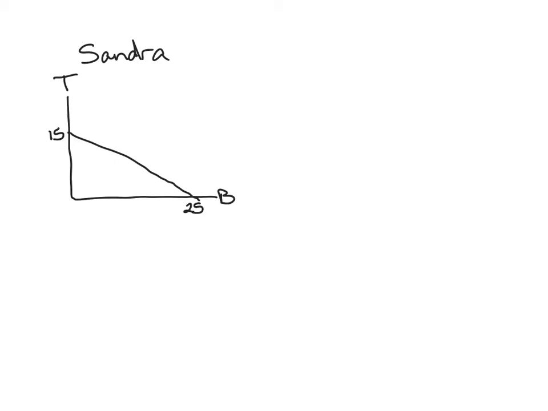Now, turning this into a representative mathematical equation, we can say, all right, well, the most tacos Sandra can produce is 15. And then for every one beer she produces, she gives up the opportunity to make 3/5 of a taco. So again, this negative sign represents the trade-off between tacos and beer. And it's also the slope of our line, -3/5.